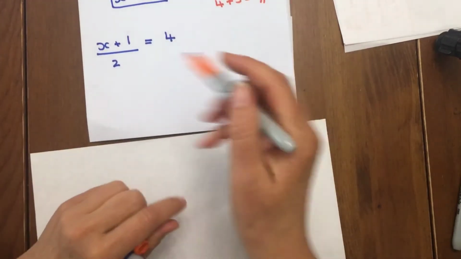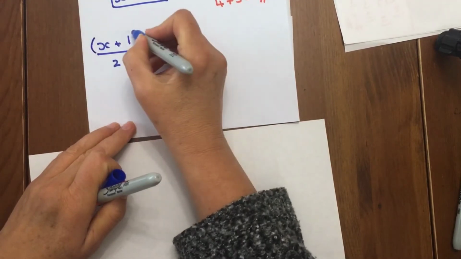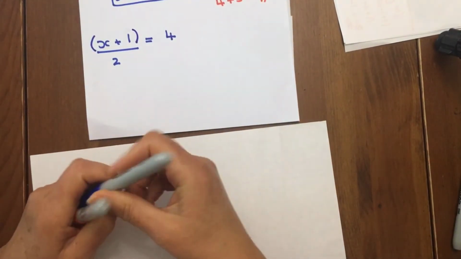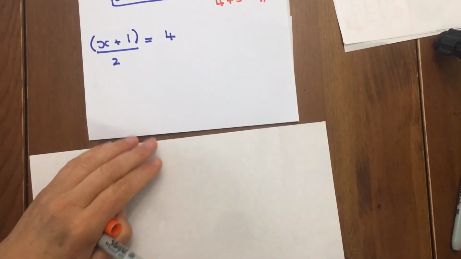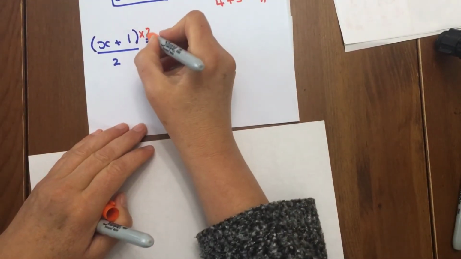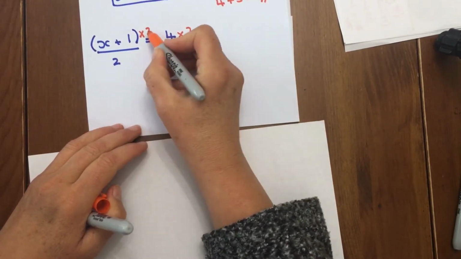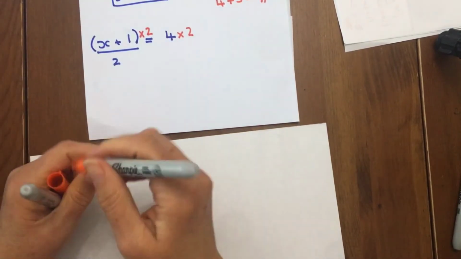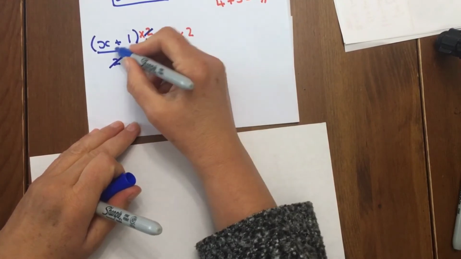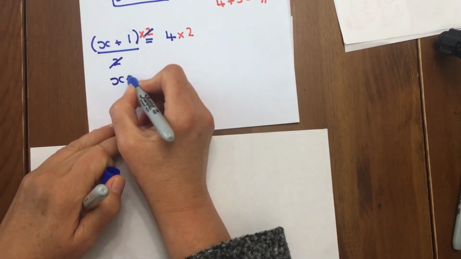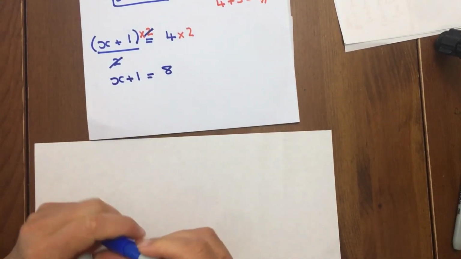Right, for this one, you're dividing the whole of the top by 2. Okay, so what I have to do to both sides of the equation first is the inverse of divide by 2, which is times by 2. And here, 2 divided by 2 is just 1, or we can think of them as cancelling each other out. So on the left-hand side of the equation, I've got x plus 1. And on the right-hand side, I've got 8.